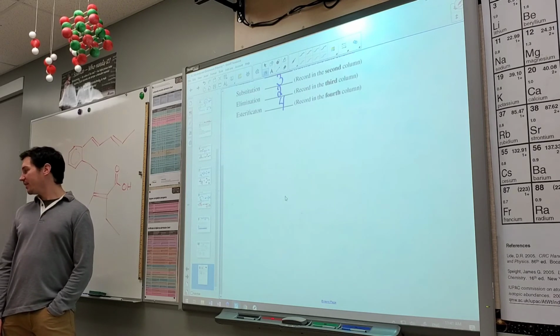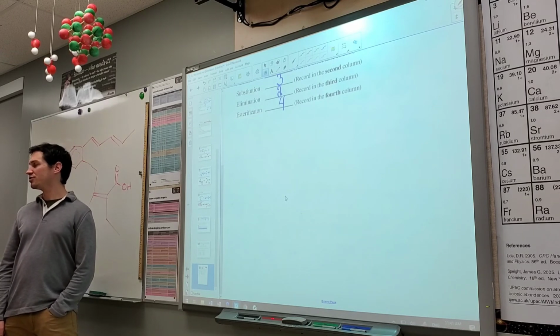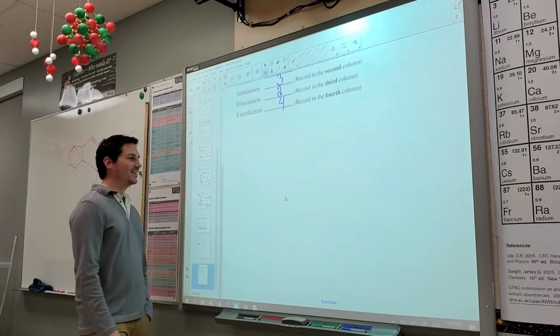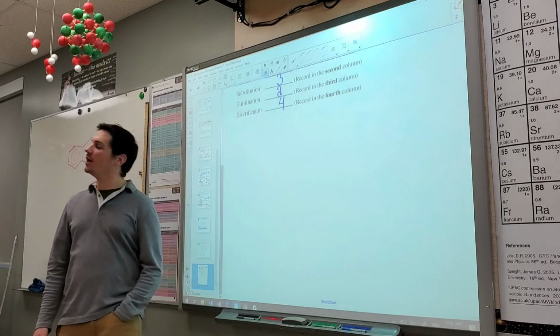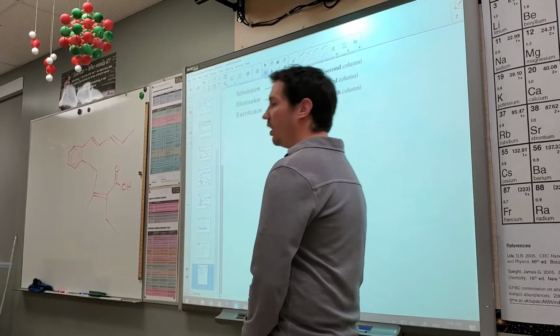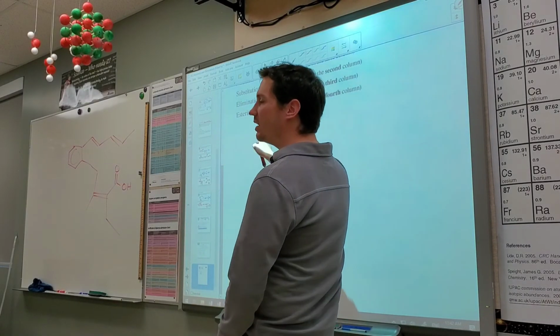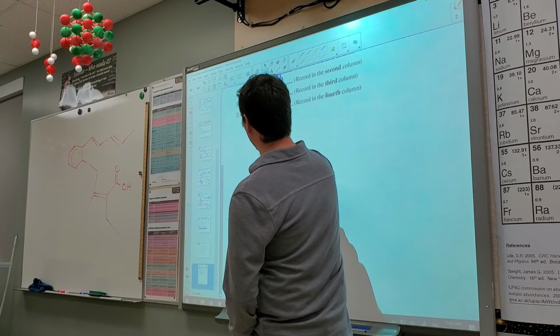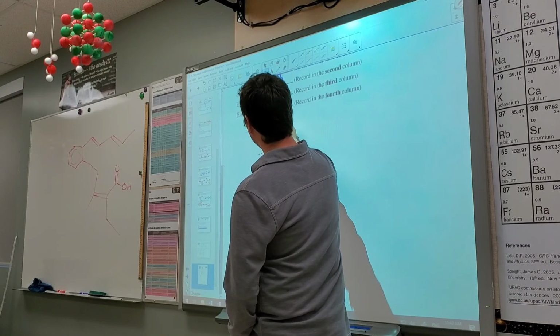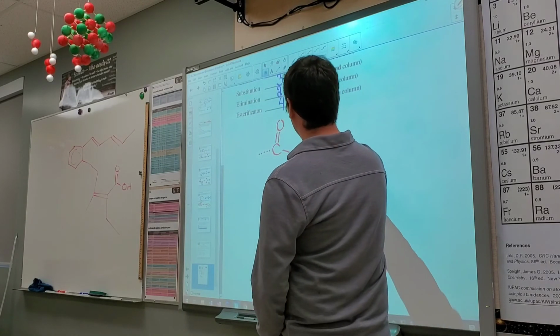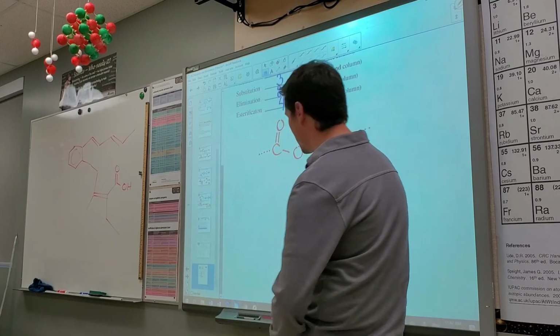An esterification reaction is when you make an ester. And an ester looks like this. I'm going to draw a dot, dot, dot, because it could start with anything basically, but it looks like this. It's C double bond O, single bond O, carbon. This is what an ester looks like.